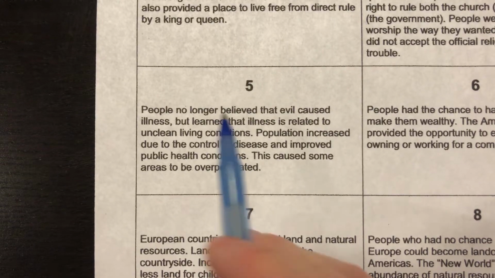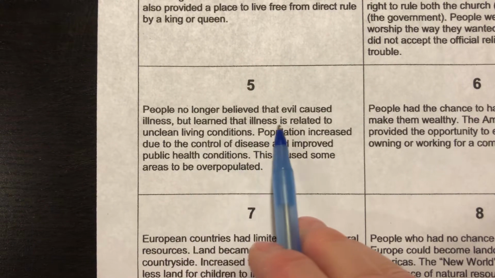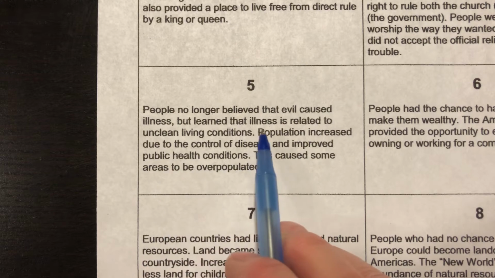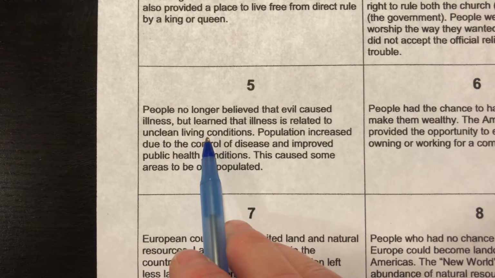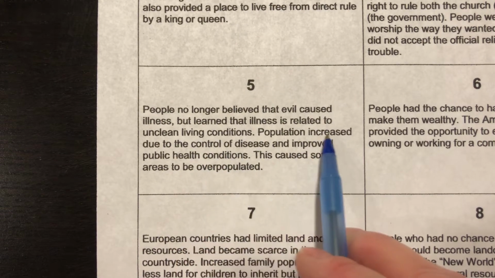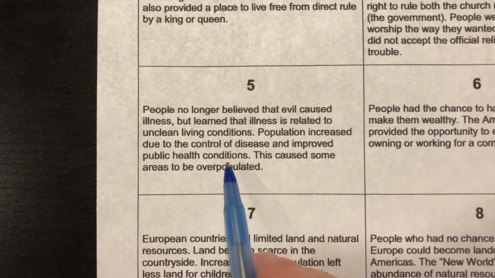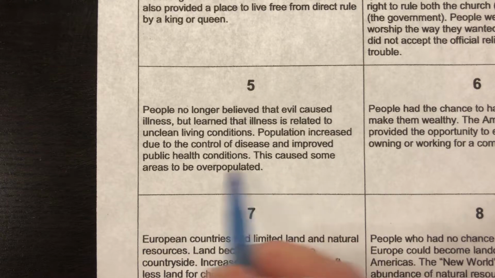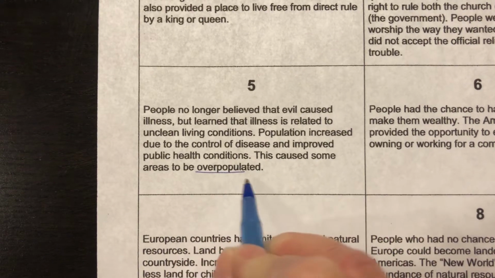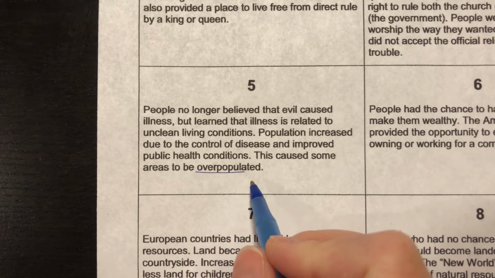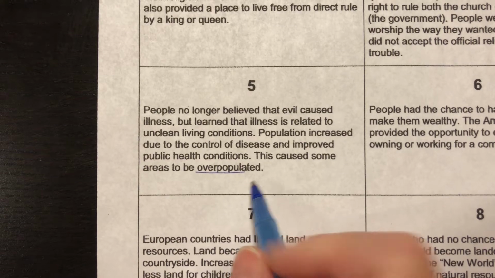Okay, we're on number 5. People no longer believe that evil caused illness, but learn that illness is related to unclean living conditions. Population increased due to the control of disease and improved public health conditions. This caused some areas to be overpopulated. Overpopulated is not a good thing. It's like really, really super crowded.